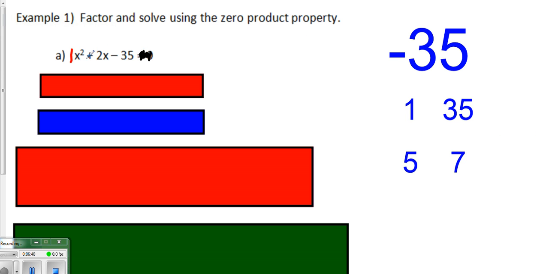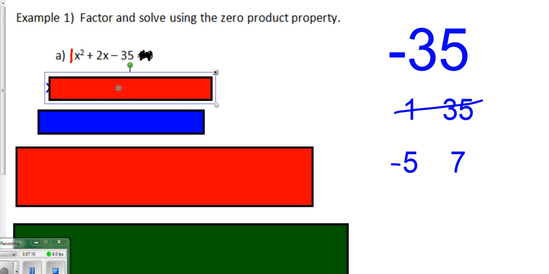We also need those two factors to add to positive 2. The only pair that would do that would not be that one. We'd have to use 5 and 7. Now we need to decide which one we want positive, which one we want negative. Well, it would be a negative 5. Negative 5 times positive 7 is negative 35. And negative 5 plus positive 7, when we add them together, that's how we get to positive 2. So those are going to be our two factors.